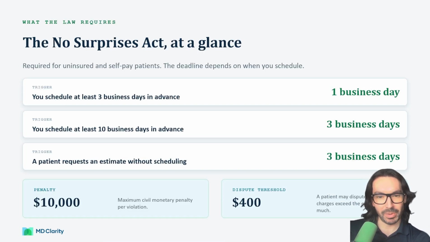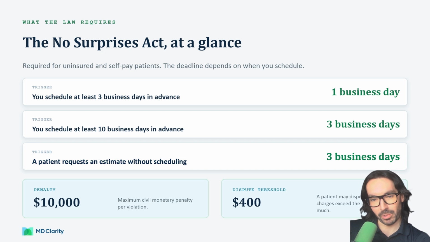There's also a legal dimension now. The No Surprises Act, which took effect in 2022, created the good faith estimate. If a patient's uninsured or paying cash, you must give them a written estimate of expected charges. The deadlines depend on timing. If the service is scheduled at least 3 business days out, the estimate's due within 1 business day. Schedule it 10 days out, and you've got 3 business days. If the patient simply asks, you've got 3 business days from the request.